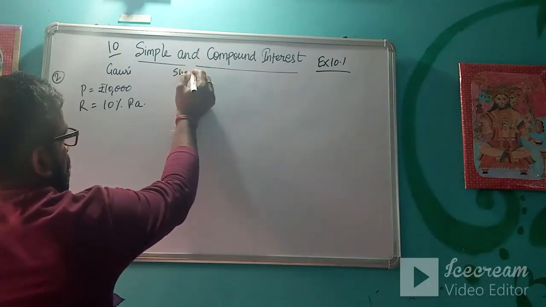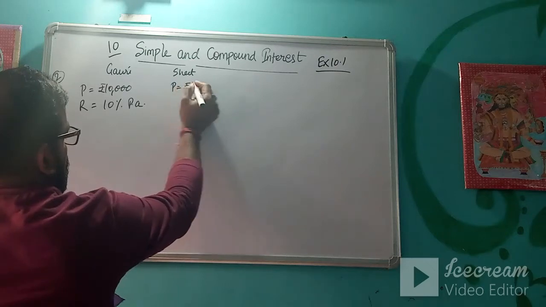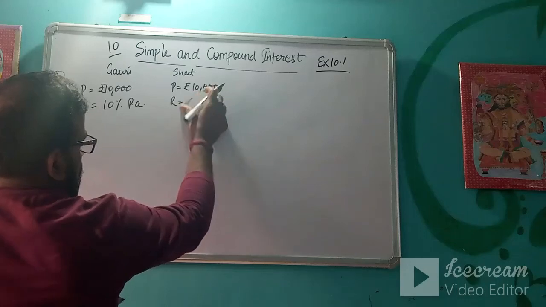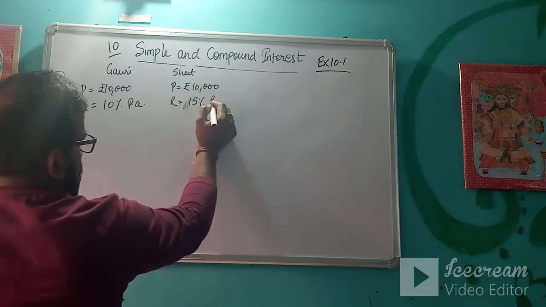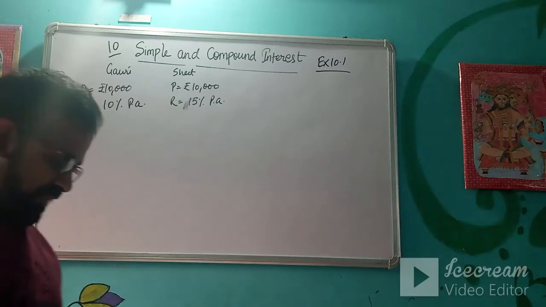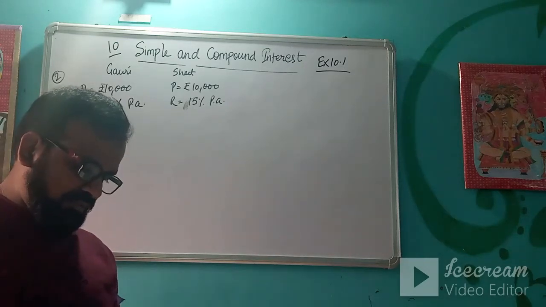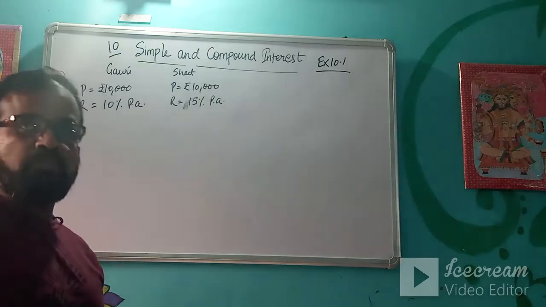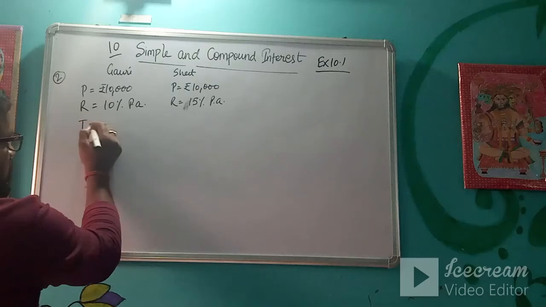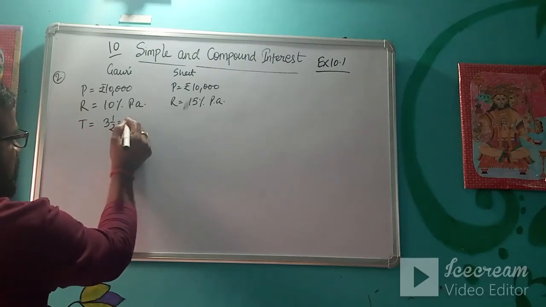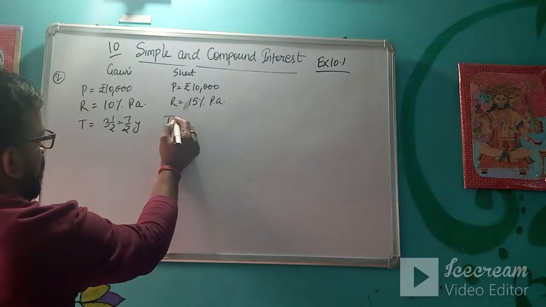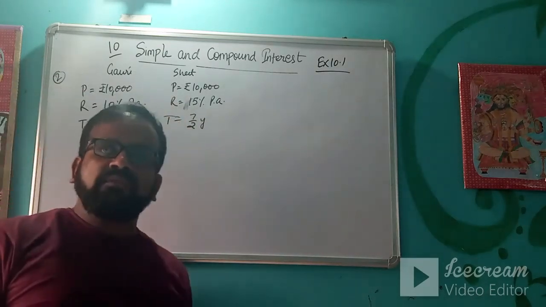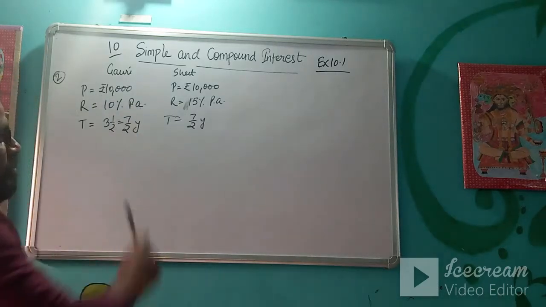So she has given the same money to Sheetal, but the rate that she has given is 15% per annum. If Sheetal returns the money after 3.5 years to Gauri, who in turn gives it to the bank, the time here is also 3.5 years, that is 7 by 2 years, and here also 7 by 2 years. So she returned the money to Gauri after 3.5 years and she has immediately returned the money to the bank.